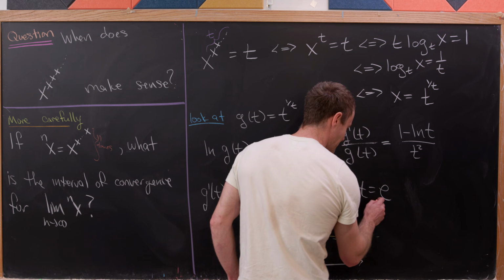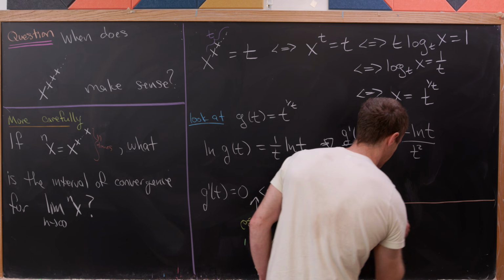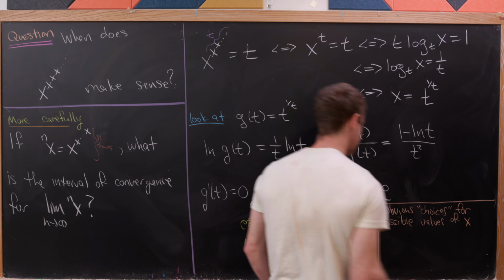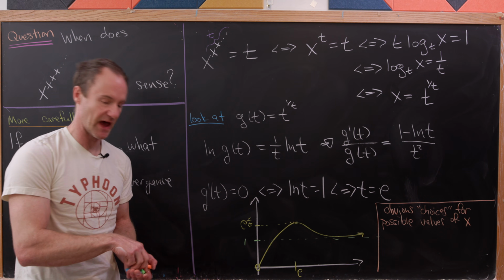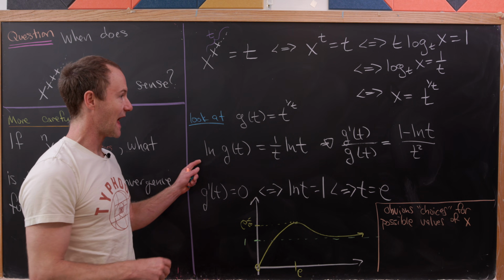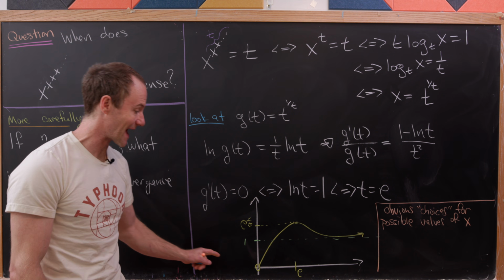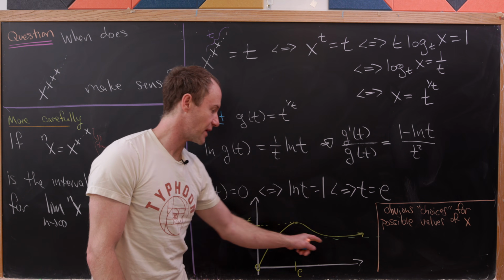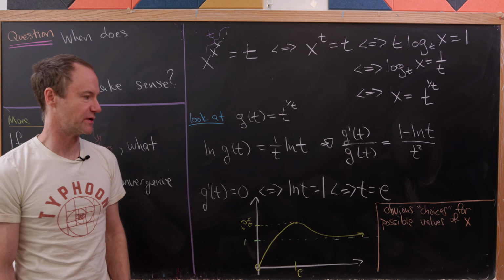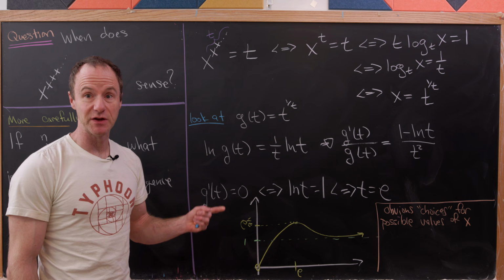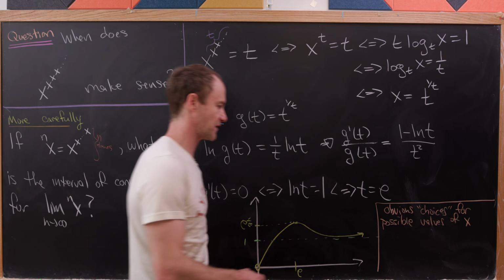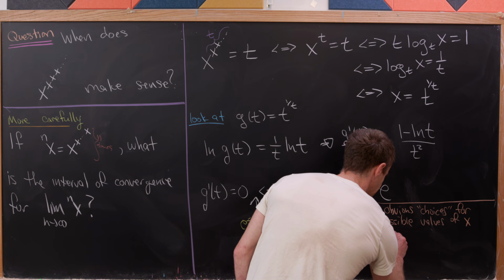So in my mind, that gives us a couple of obvious choices for possible values of x. Remember that x has to be in the form t to the 1 over t, so it has to be the output of this function, or one of the outputs of this function. So x could be any output of this function, so that would be maybe our first possibility.